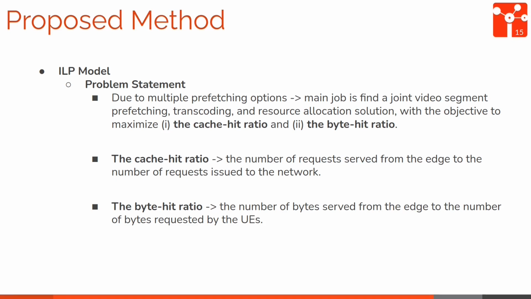So the author defines their main job as finding a joint video segment prefetching, transcoding and resource allocation solution with the objective to maximize the cache hit ratio and the byte hit ratio. The cache hit ratio refers to the number of requests served from the edge to the number of requests issued to the network, and the byte hit ratio refers to the number of bytes served from the edge to the number of bytes requested by the user equipments.